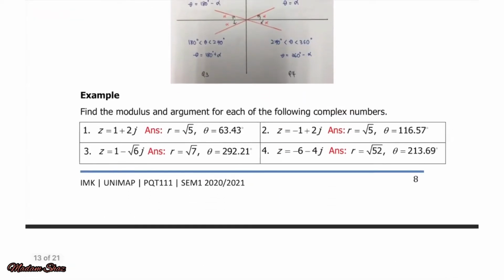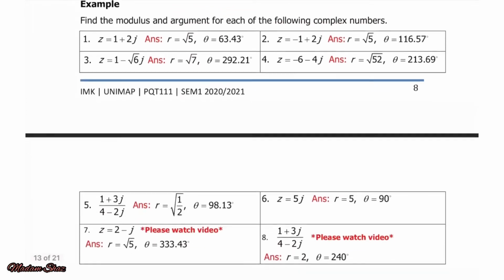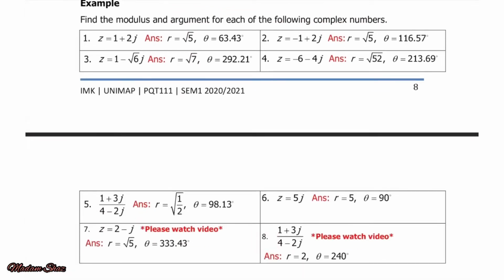So let's refer to this example. Find the modulus and argument for each of the following complex numbers. So I will not explain the whole thing because we have 8 examples here. For example 7 and example 8 here, you can refer to the video. So the rest I will discuss, and some of the examples you have to try on your own.